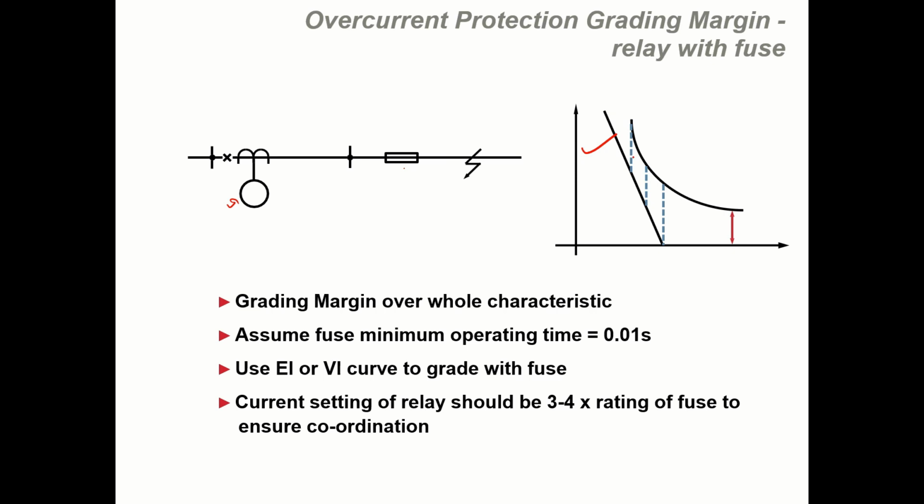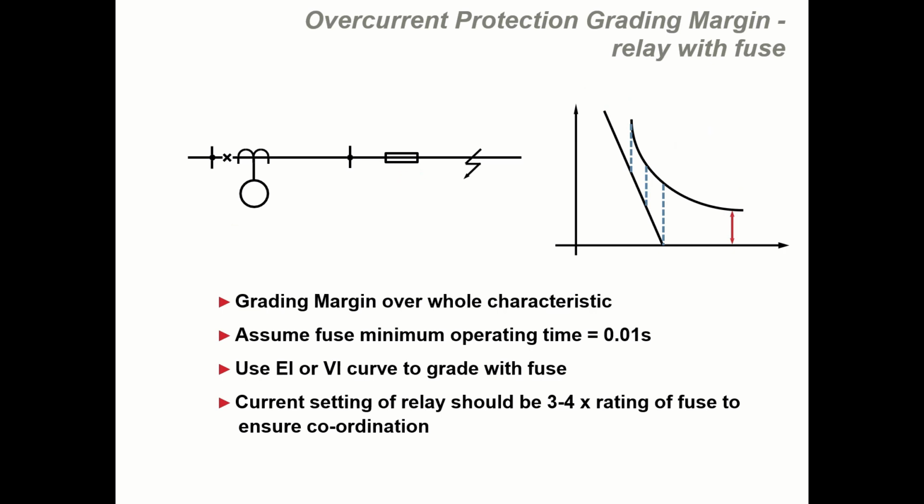Even if suppose we are considering this grading margin at this point as 0.3, we cannot have exactly the same characteristic all over, because now if you see, this time will be more as compared to this time. So generally, if we want to coordinate with a fuse, the relay characteristic should be very inverse or extremely inverse. The current setting for this overcurrent relay should be 3 to 4 times the rating of the fuse.